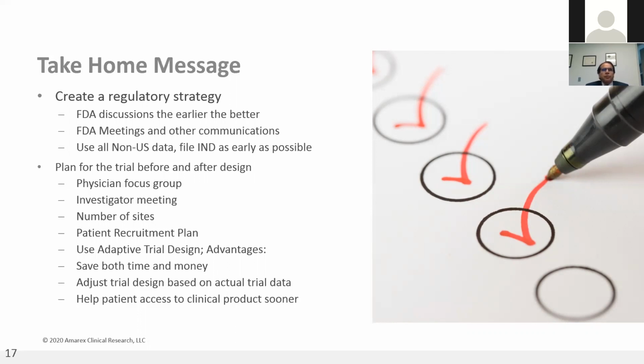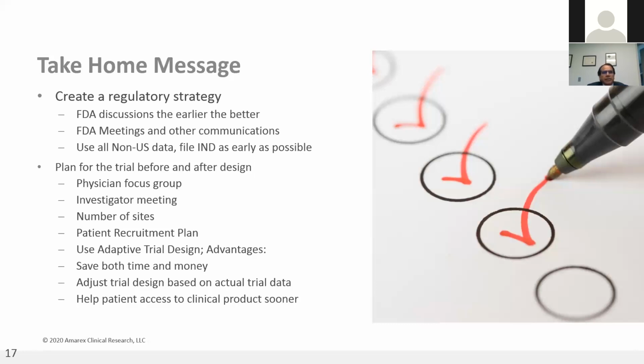With patient recruitment plan, in some cases recruiting patients is difficult, so I would say have a patient recruitment specialist on your trial. That allows you two things: one, recruiting patients and two, maintaining patients. It is extremely important. And the focus from the beginning, we used the word adaptive, adaptive, adaptive.